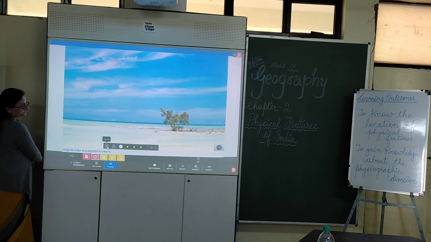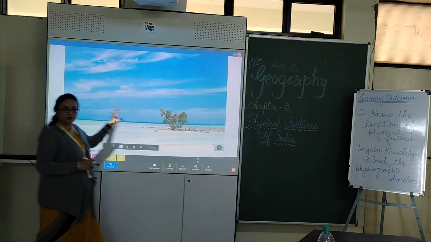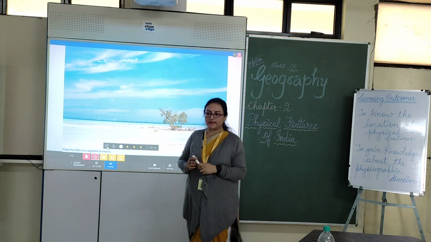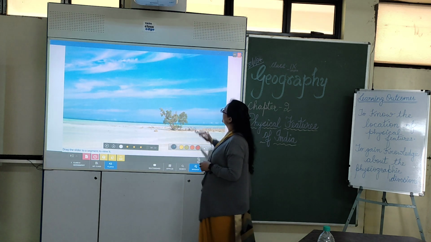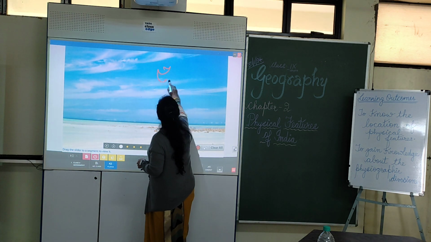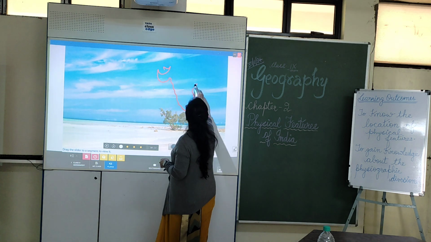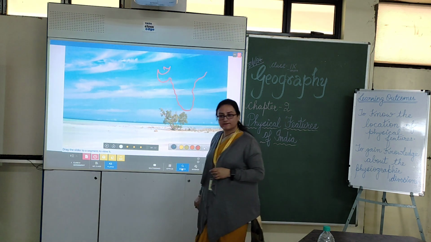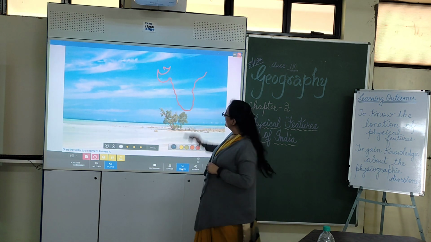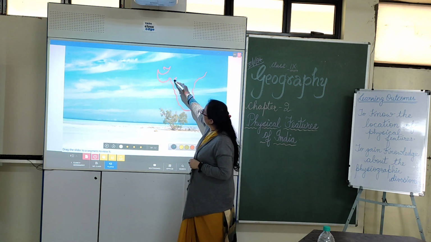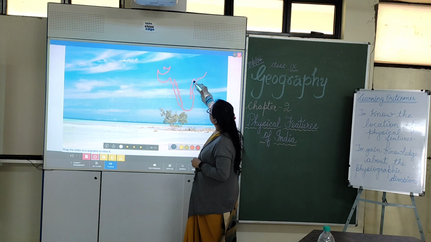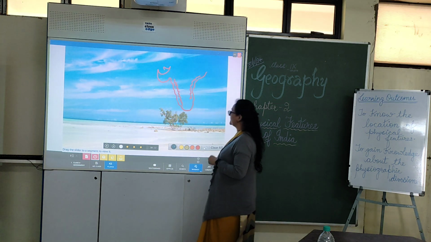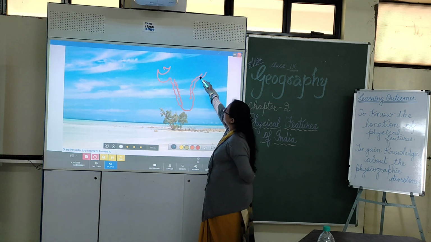What comes to your mind when you think of a beach? Now before we go on to the next topic, that is the coastal plain, let me explain to you the location of the coastal plains. Now children, if you see, what is this? Map of India. This is the peninsular region, which is bounded by, just now we have studied, the Western Ghats and the Eastern Ghats.